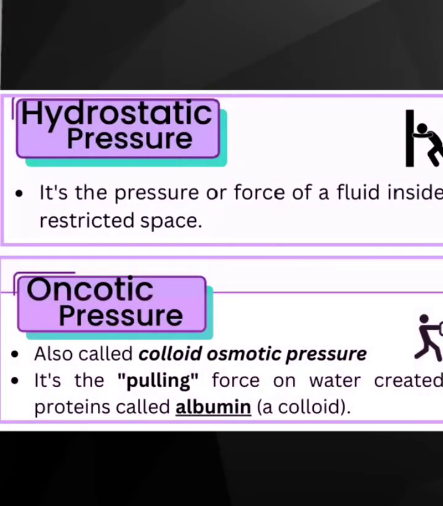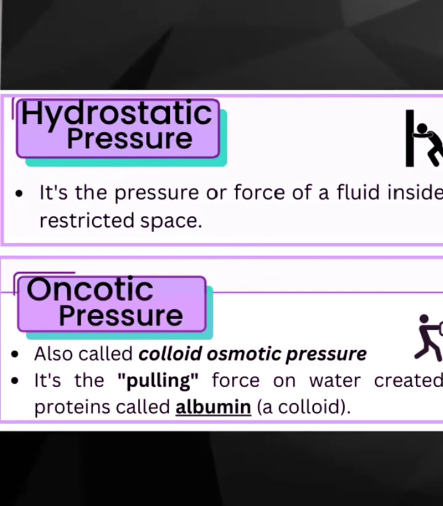So as you can see with these two processes, oncotic pressure and hydrostatic pressure, how our body needs them to work. We have one that's going to push out the water and the nutrients, which is hydrostatic pressure, and then we have the other, oncotic pressure, which is going to pull it and keep it inside the vessels.